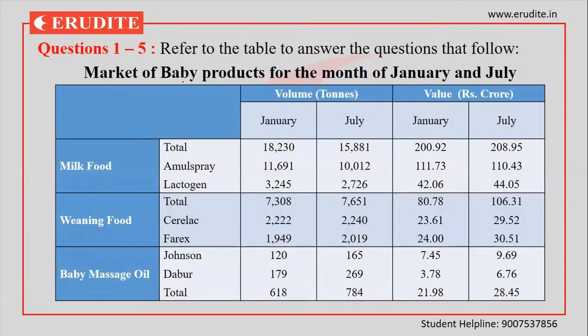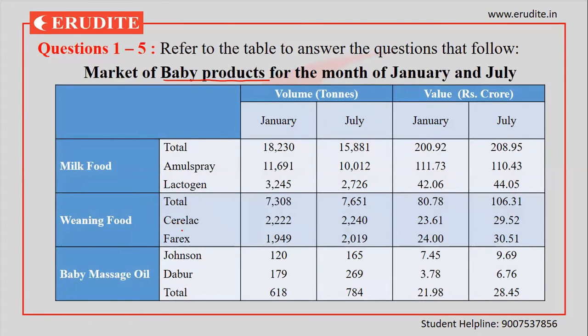Here, market of baby products for the month of January and July. These are the 2 months, January and July. But we can see there are two ways the data has been represented. One is volume, another is value. And the entire part, milk food, weaning food, and baby massage oil, has been divided into these three segments. As well as in every segment, there are two company names given and a total.